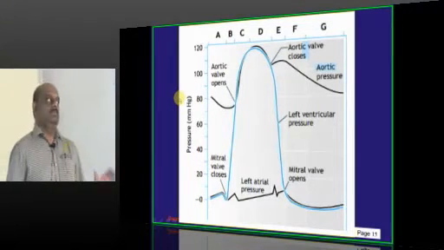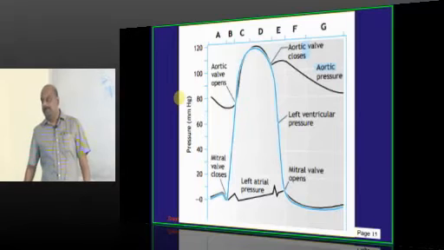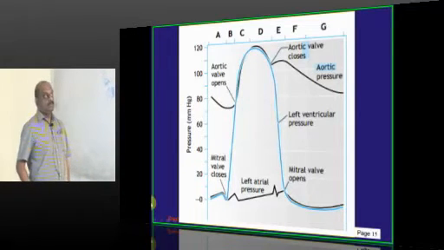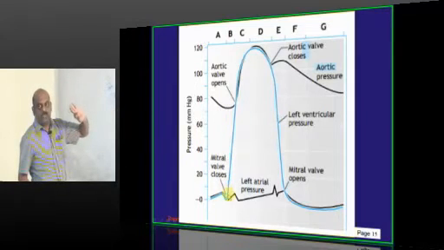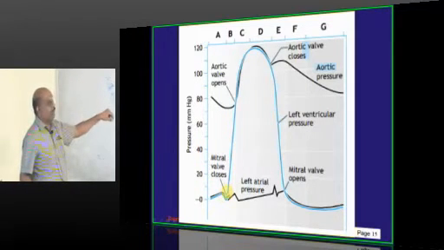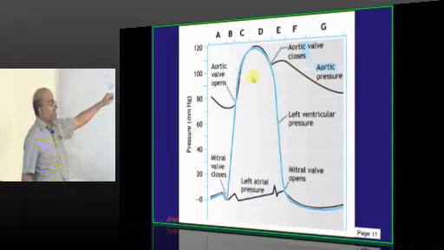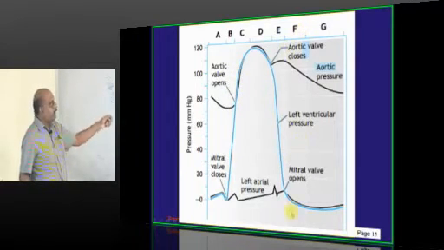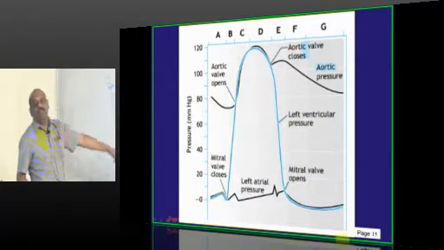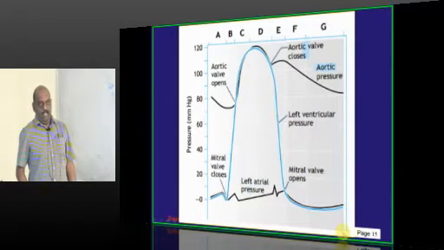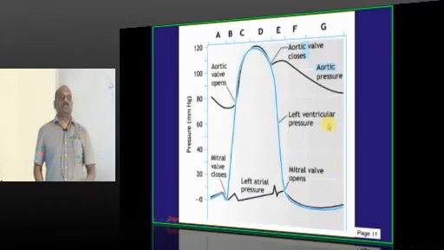Commonly asked MCQ in entrance exam is, examiner loves to know whether you know that this is the point of opening of mitral valve, closure of mitral valve, opening of aortic valve, closure, then the mitral valve opening in the pressure curve of the left ventricular pressure curve. And to this you must correlate the auscultatory events S1 and S2.